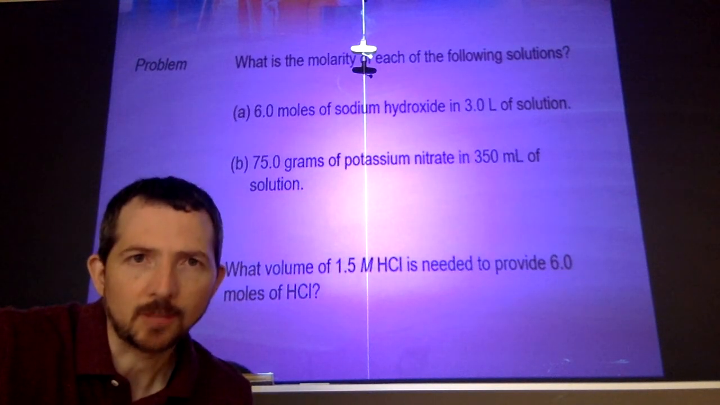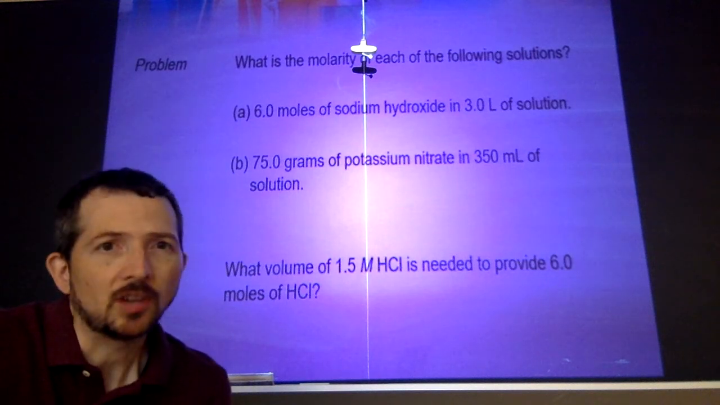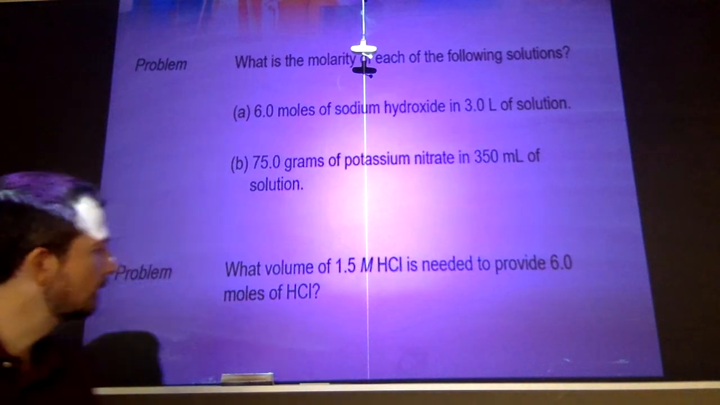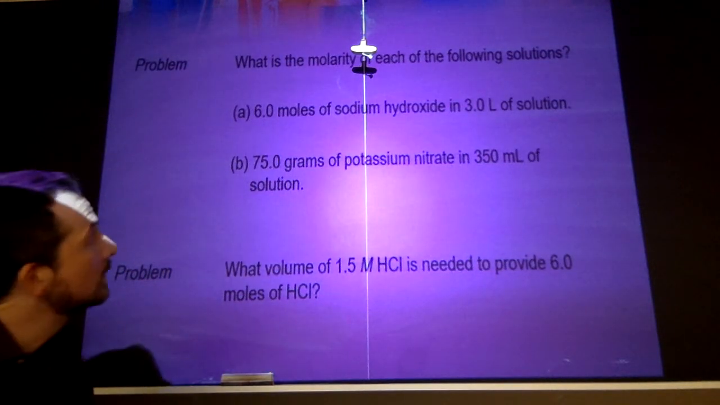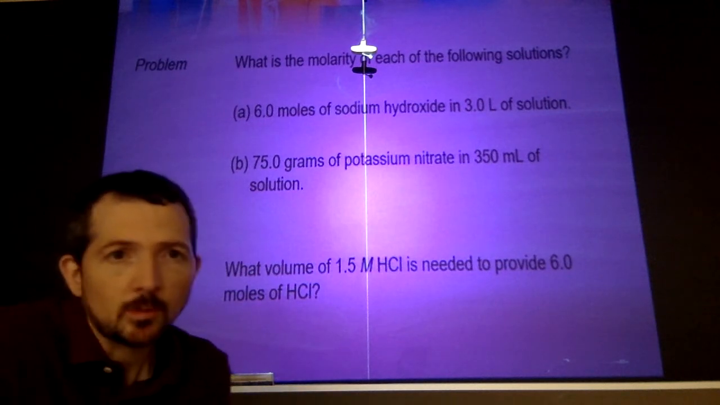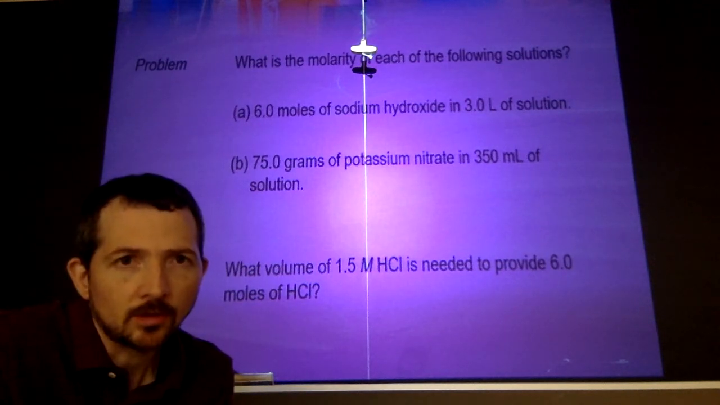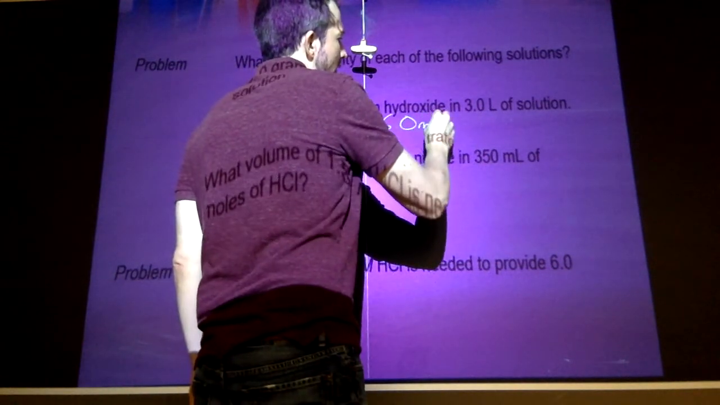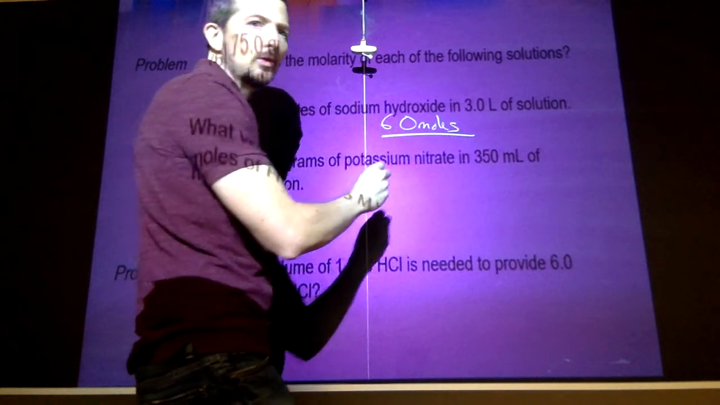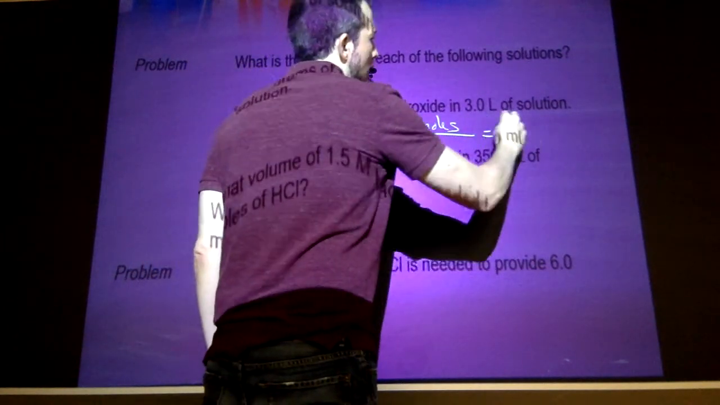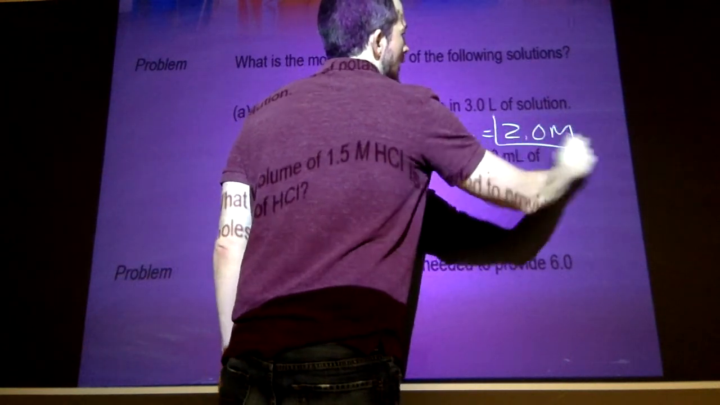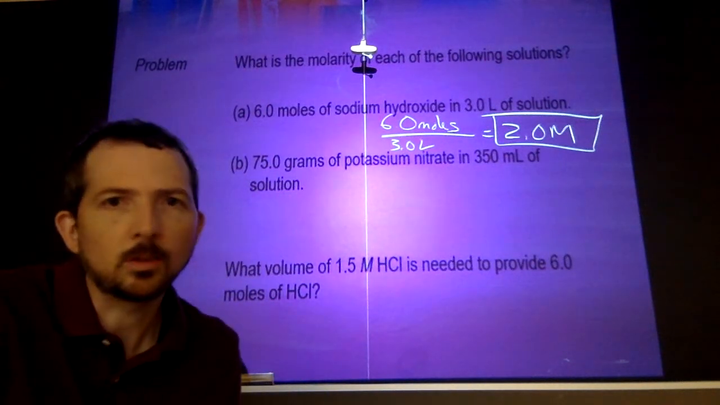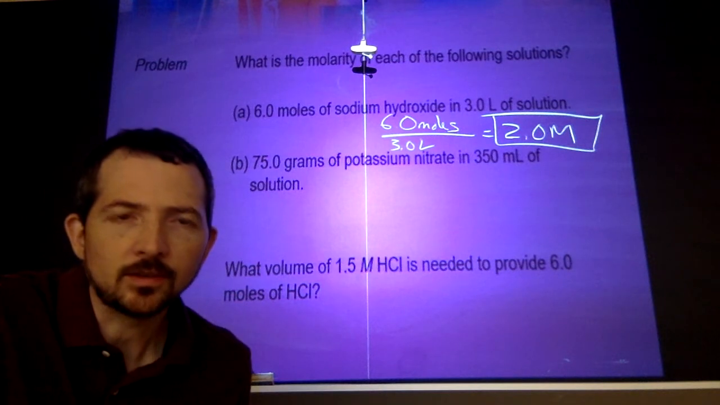So this problem says, what is the molarity of each of the following solutions? I have 6 moles of sodium hydroxide in 3 liters of solution. I'm given the number of moles here, so I don't have to worry about converting moles. So I just take moles and divide it by liters. So 6 moles, 3 liters. So that would be a 2 molar solution. Just take the number of moles and divide it by the liters of solution.